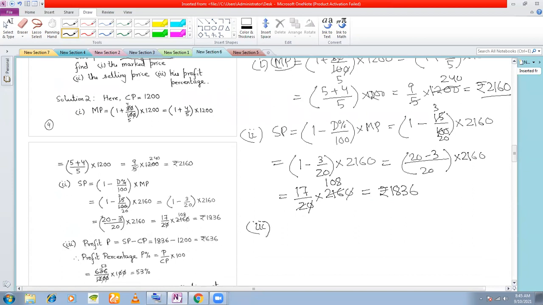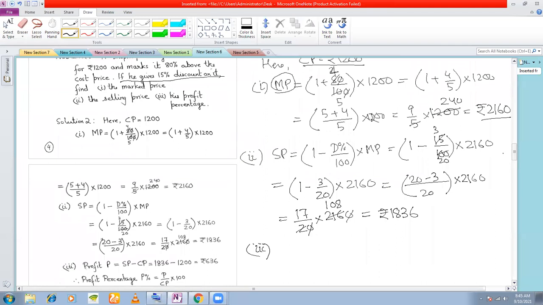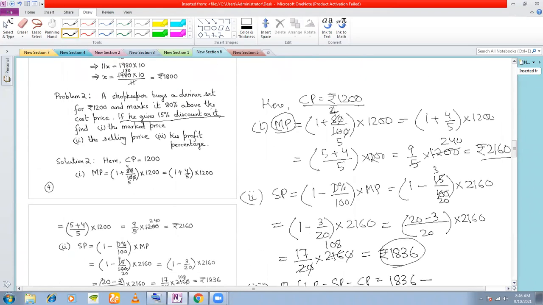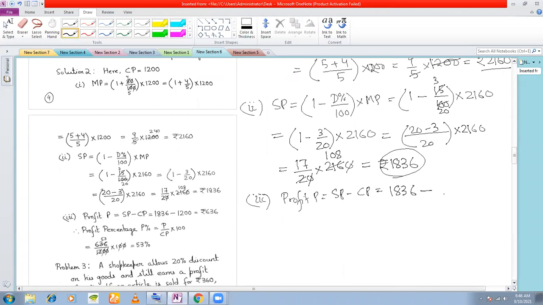Third question. Find his profit percentage. For profit percentage, what do you need first? You need the profit first, right? So what is the profit? Selling price minus cost price. How much is the selling price? This one. How much is the cost price? 1200 rupees. So how much profit is he making? 636 rupees.